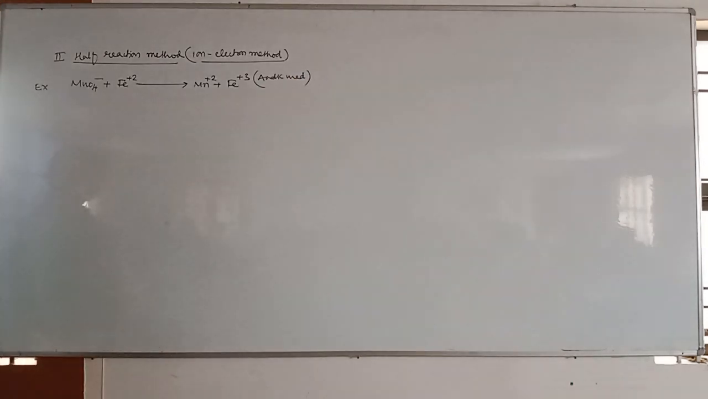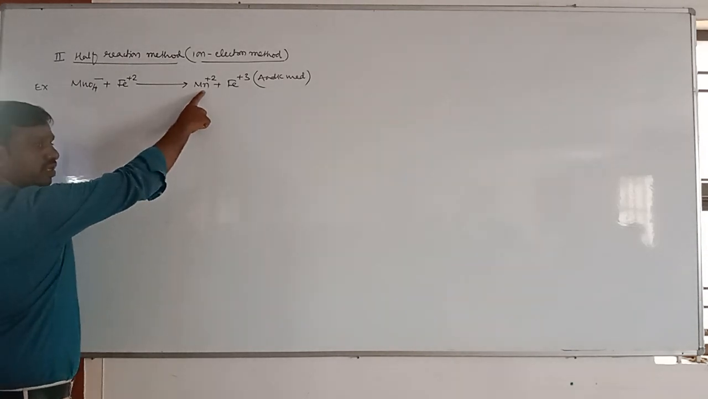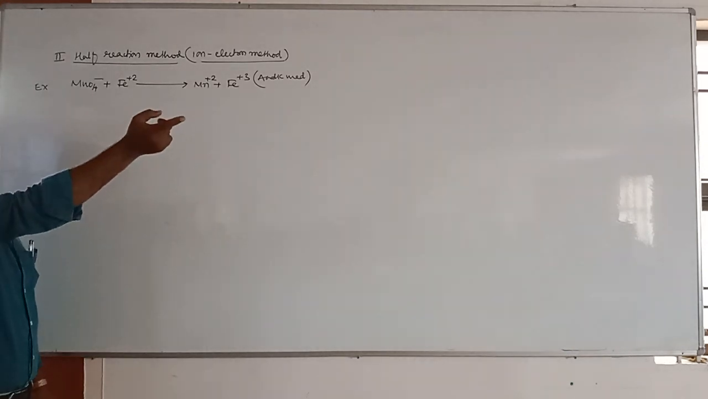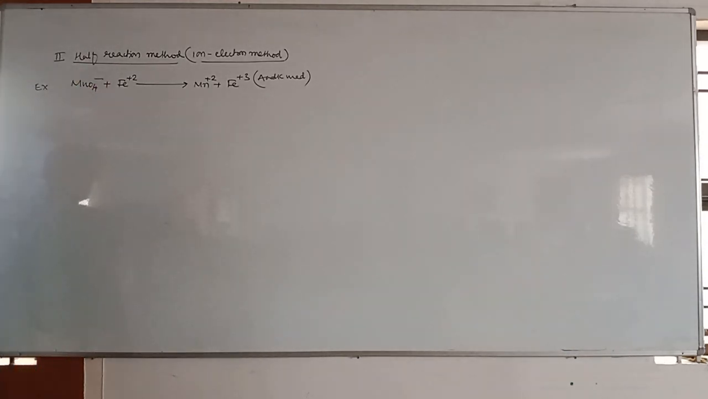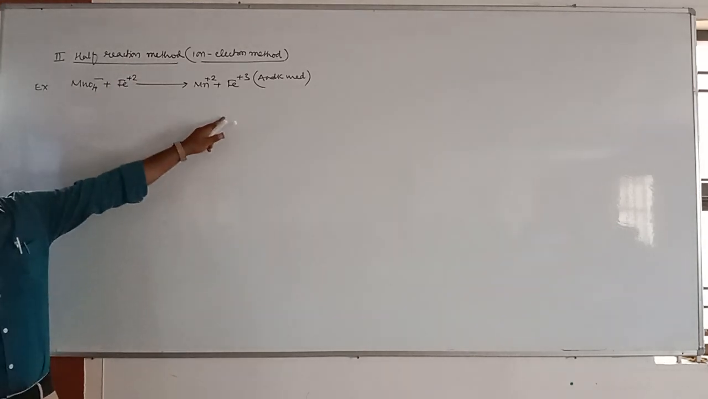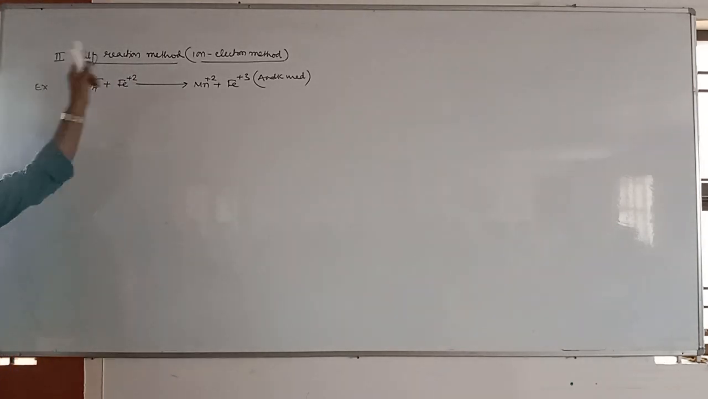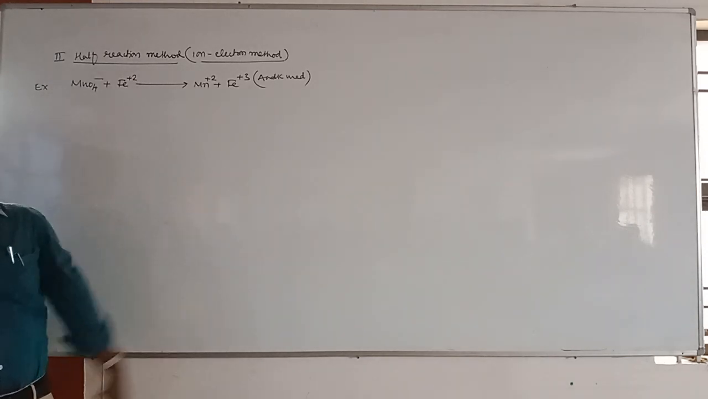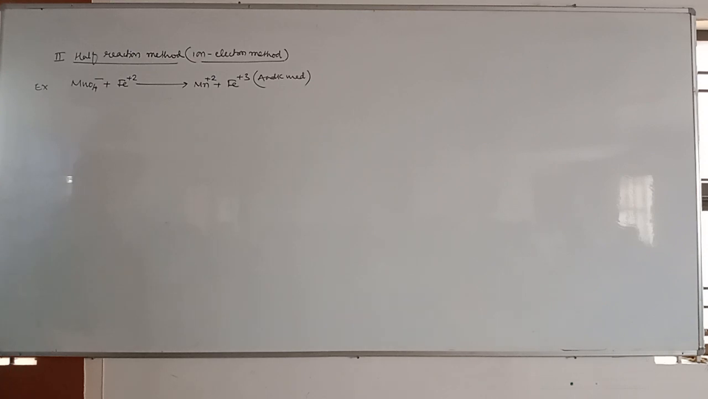Sometimes they will not mention acidic or basic medium, even though you can identify. How? By seeing the reactant and product. You see, permanganate converts into Mn plus 2. This is possible only in case of acidic medium. In neutral medium, permanganate converts into MnO2. In basic medium, permanganate converts into manganate. In that way, you can identify either acidic or basic or neutral medium. So therefore, it is acidic medium.